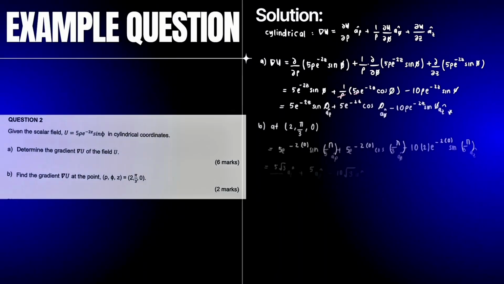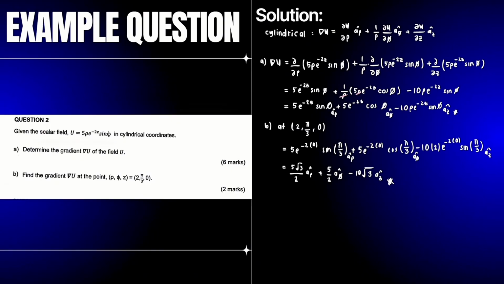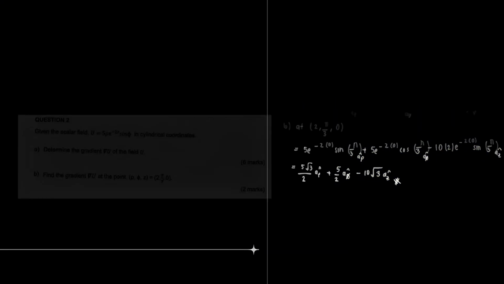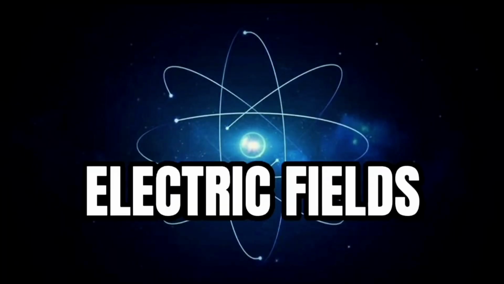Let's look at a very direct example question, where we just have to use the formula of gradient given and then sub in the value of the given point, as shown here.